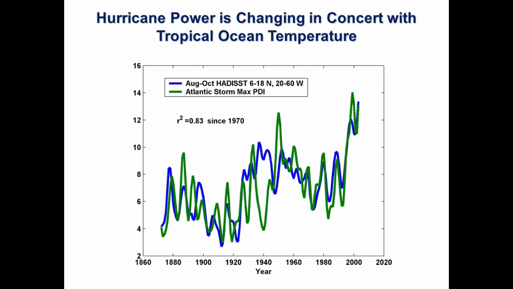My own work focuses on hurricanes, and we have evidence in the Atlantic, where we have exceptionally good records of hurricanes, that hurricane power, shown here by the green curve, is changing in concert with the temperature of the tropical Atlantic in summertime, shown by the blue curve. This goes all the way back to 1870. It shows profound oscillations in the temperature, but a net increase in hurricane power over this time. Is that going to continue? Why is it happening in the first place, and what are the consequences of that?